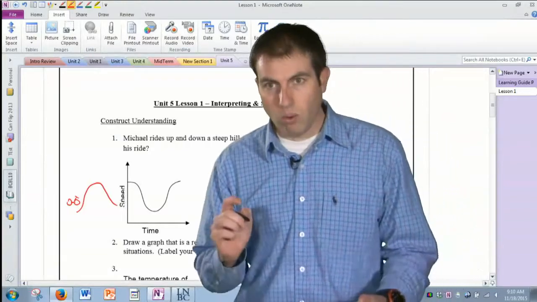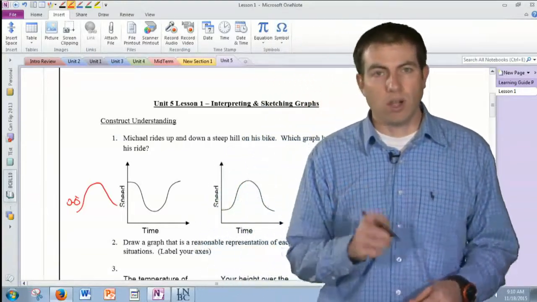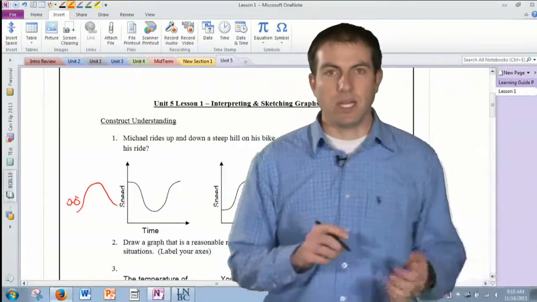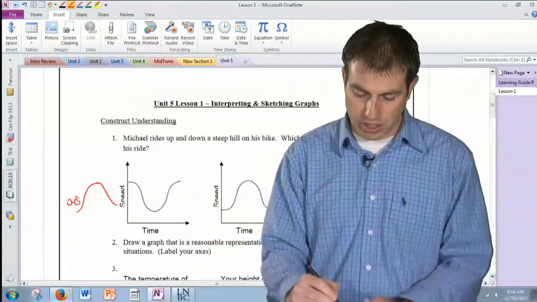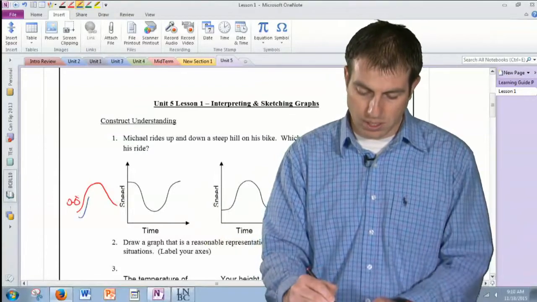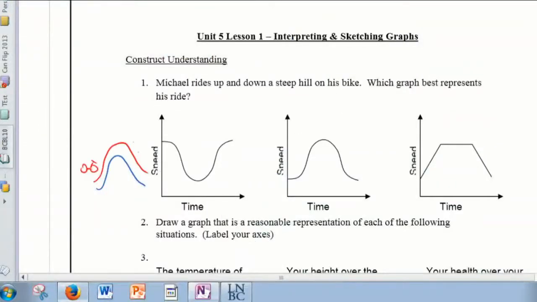The most common mistake students will make is thinking, okay, this person's riding up a hill, so the hill is shaped like this, up and down, so my graph needs to be shaped like this as well. Well, that's not always the case, so you have to be careful. Just because the actual path the bicycle follows goes up and down, doesn't mean the graph's going to look like that.